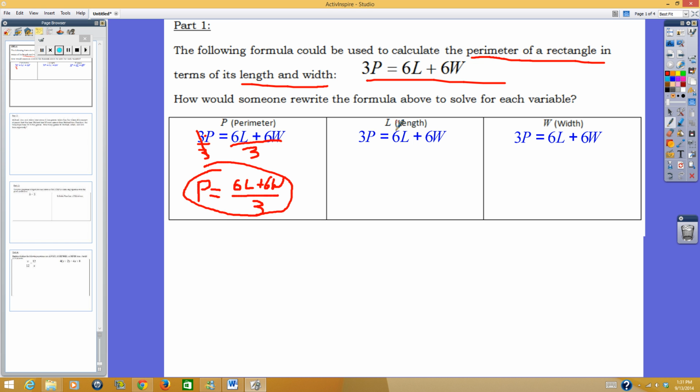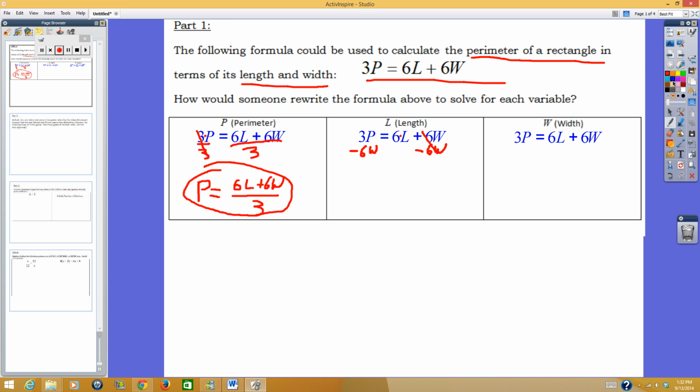All right, next one, we're solving for L. What's near the L? Well, we know we have this times 6, but to get rid of that, we'd have to divide by 6. But you see how that traps that 6W in there? We don't want to do that. We want to make it as easy as possible, right? So how do we get rid of a plus 6W? You do the opposite, which is subtract 6W, and I have to do that to both sides of the equal sign.